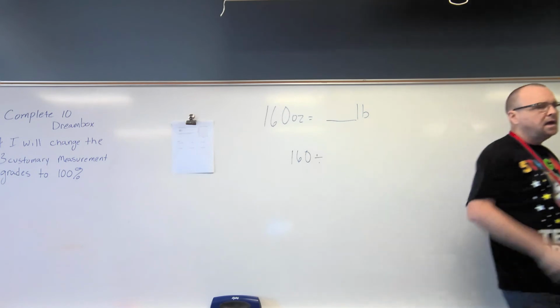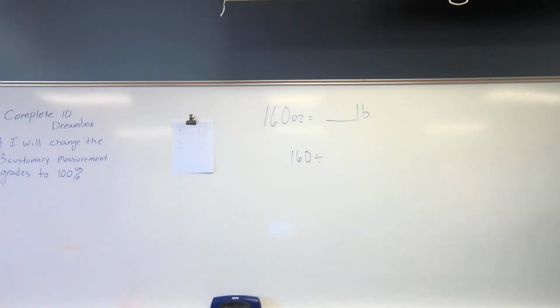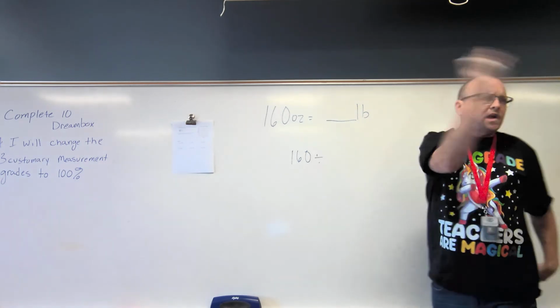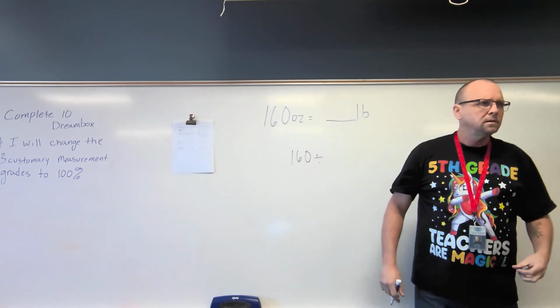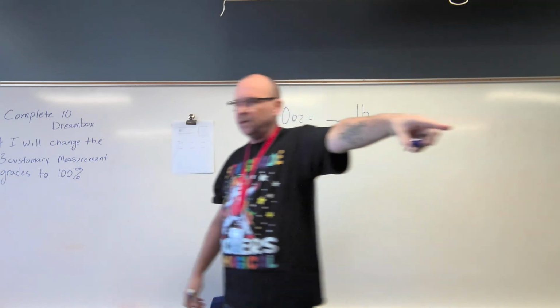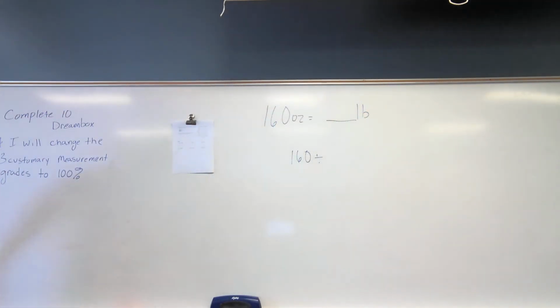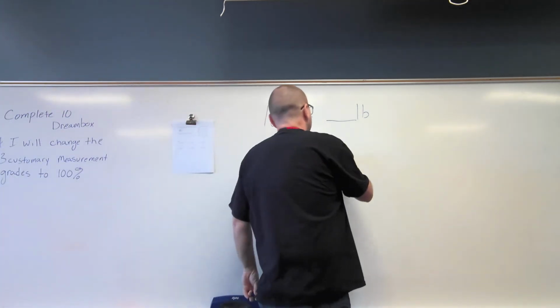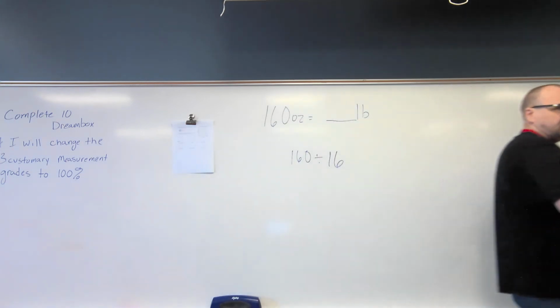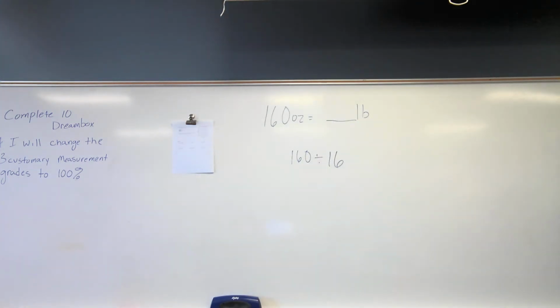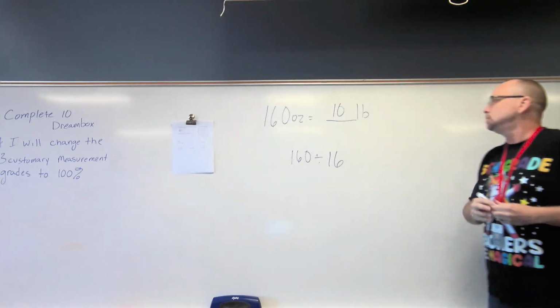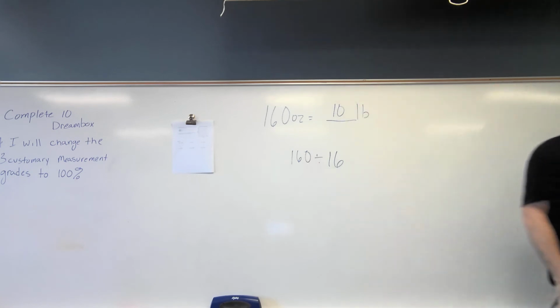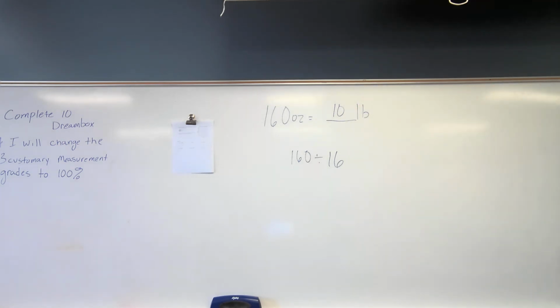Then I have to see how many ounces are in 1 pound. Let's call on Travis. How many ounces in a pound? Look at her formula chart. 16. So we're going to take 160 and divide that by 16. What does that give us, Travis? 10. So 160 ounces equals 10 pounds.